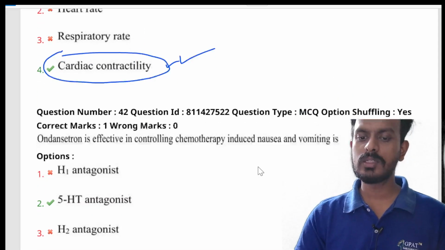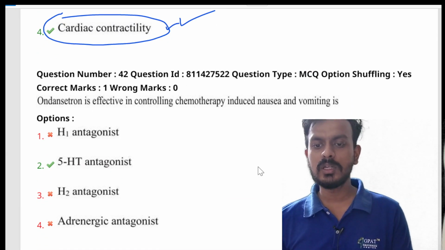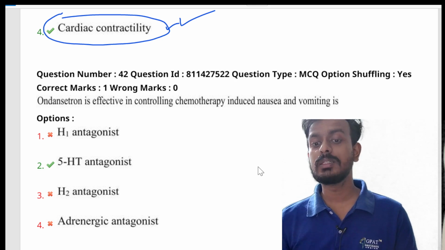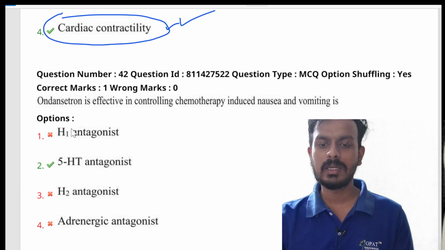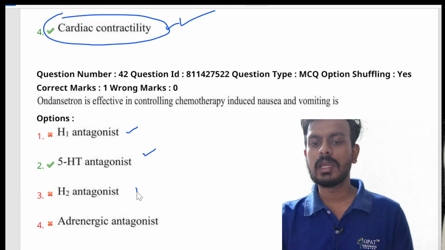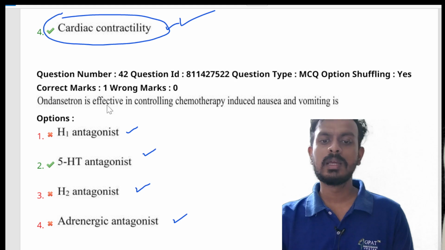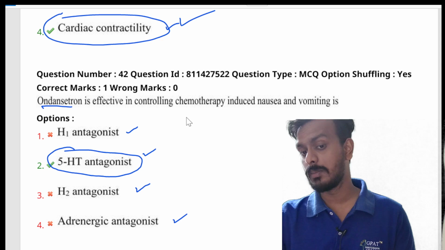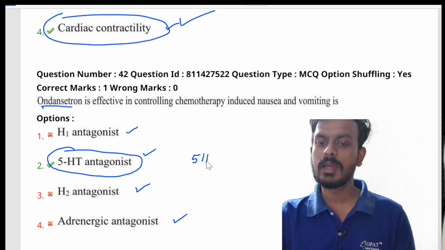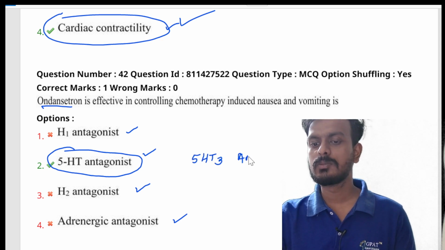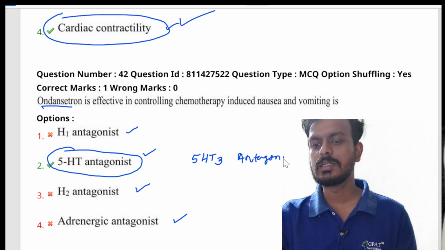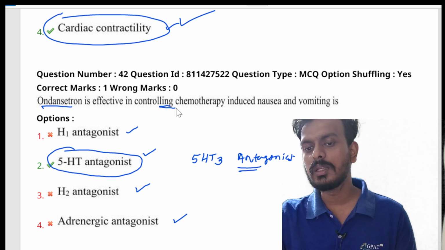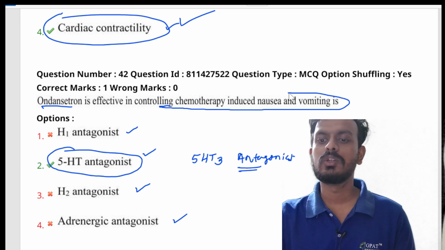Moving to the next question: ondansetron is effective in controlling chemotherapy induced nausea and vomiting. This is asking about which receptor they are working on, whether 5-HT1, 5-HT4, H2 antagonist, or adrenergic antagonist. Remember, ondansetron is a serotonin antagonist; if you ask about the specific one, it is a 5-HT3 antagonist, and it is given in cases of chemotherapy induced nausea or vomiting.